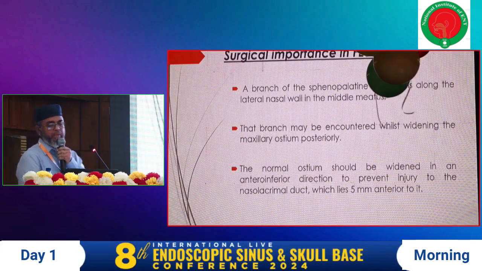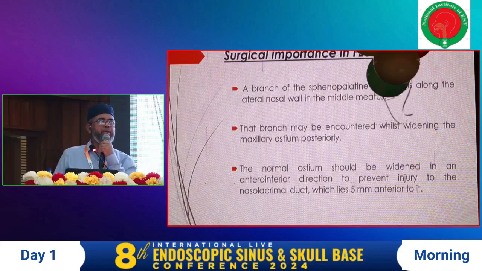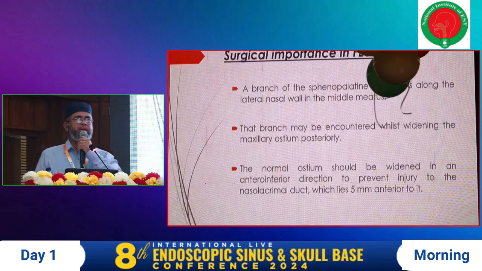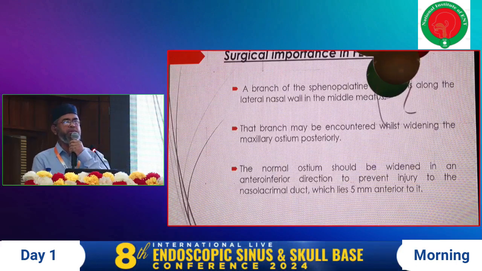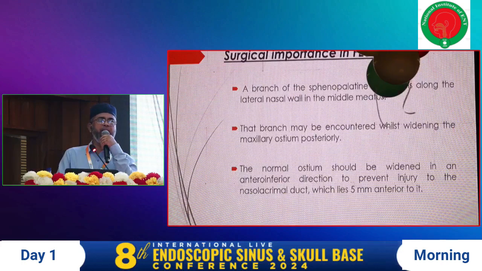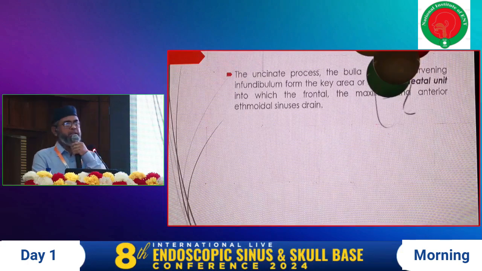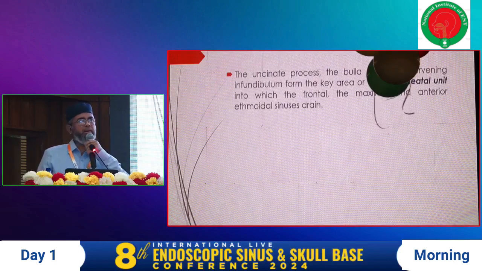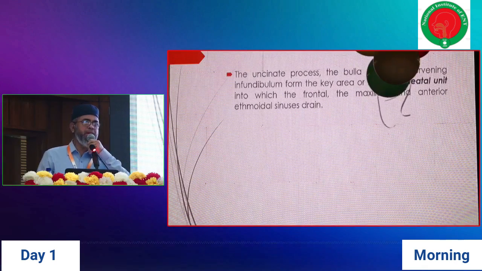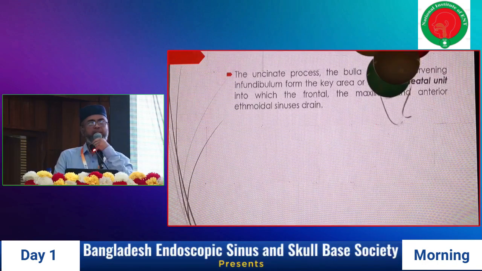A branch of the sphenopalatine artery runs along the lateral nasal wall in the middle meatus. That branch may be encountered whilst widening the maxillary ostium posteriorly. The normal ostium should be widened in an anterior-inferior direction to prevent injury to the nasolacrimal duct, which lies 5 mm anterior to it. The uncinate process, the bulla and the intervening infundibulum form the key area of the ostiomeatal unit, into which the frontal, the maxillary and anterior ethmoid sinuses drain.